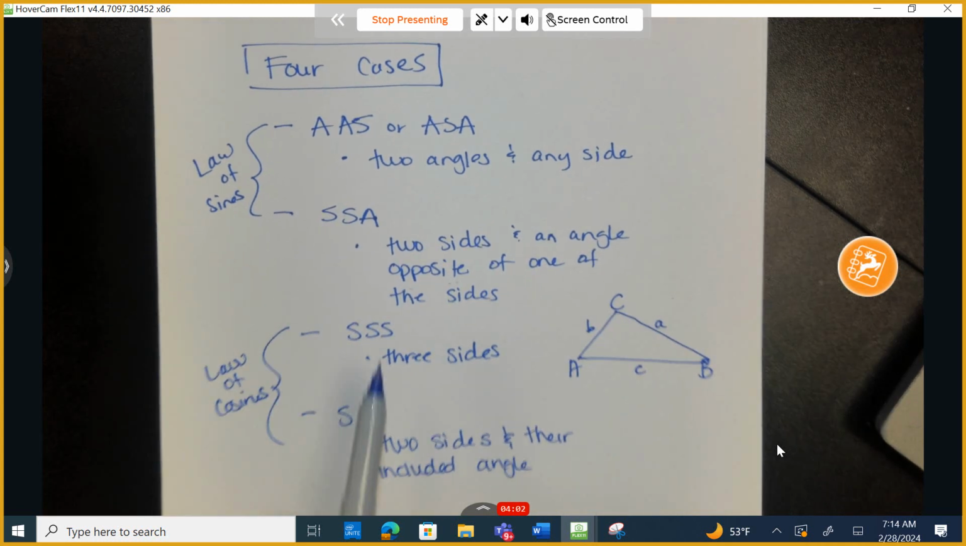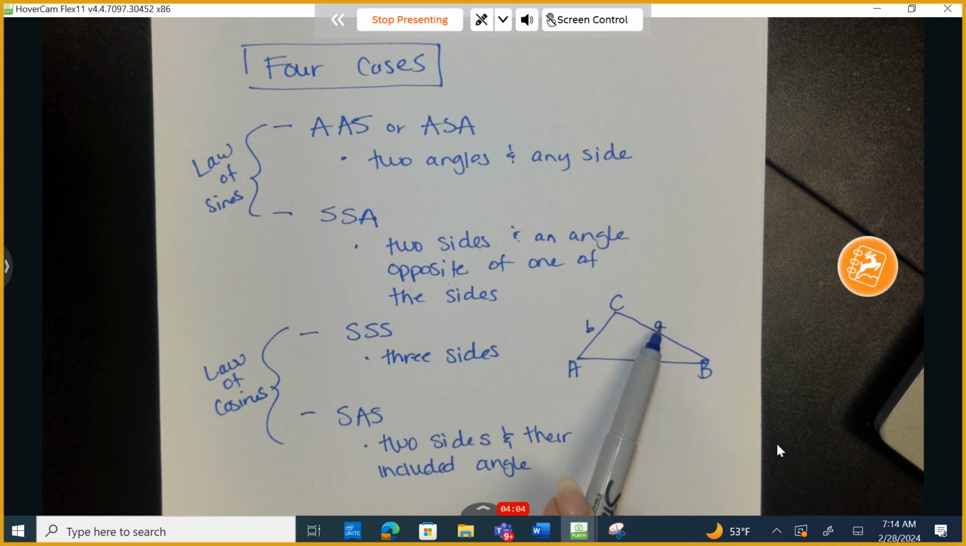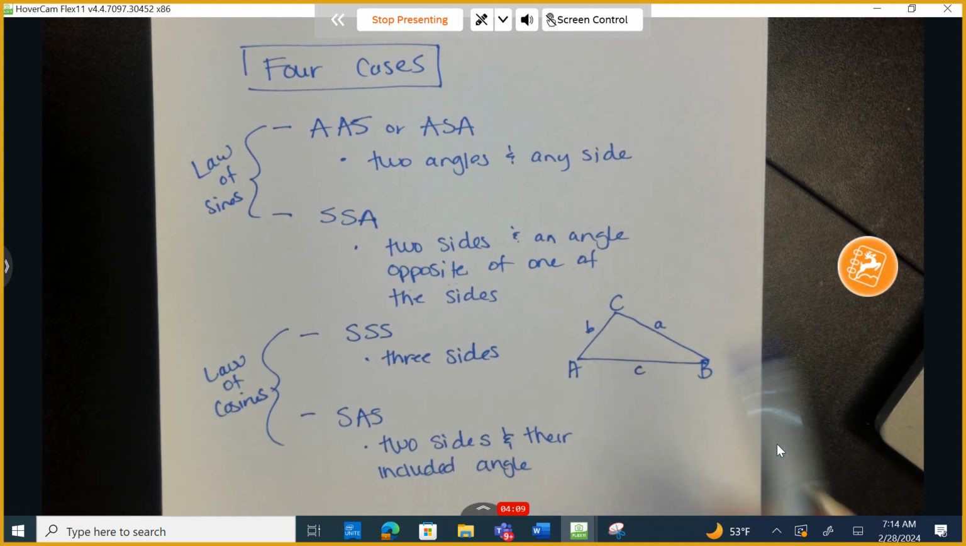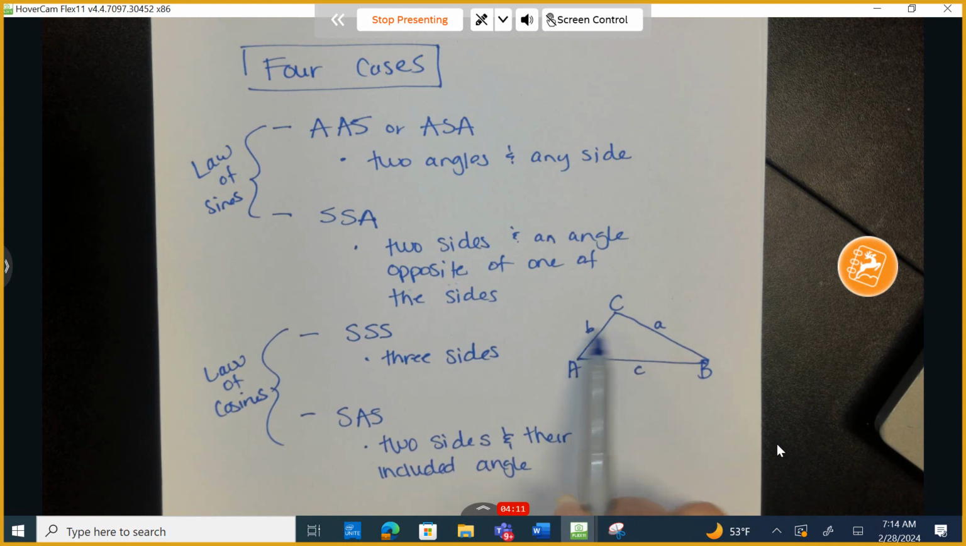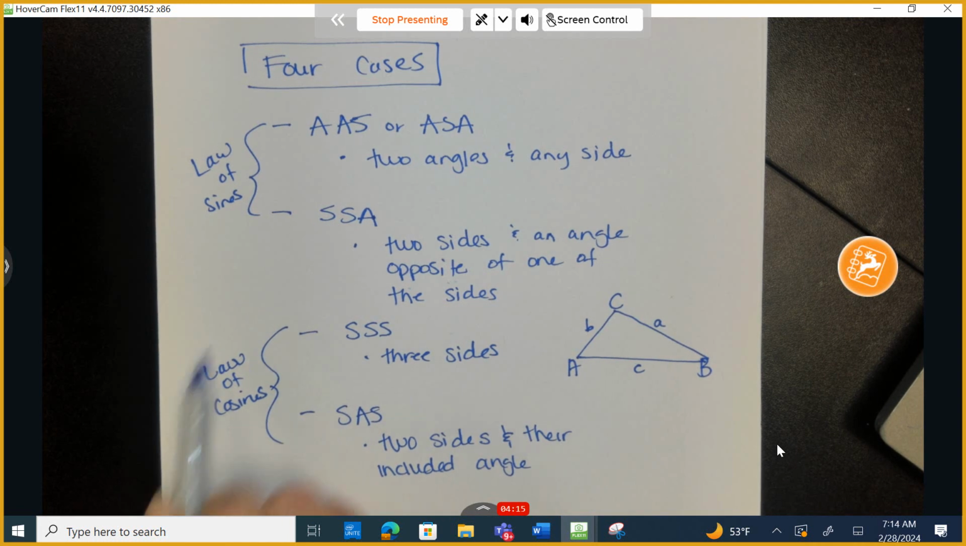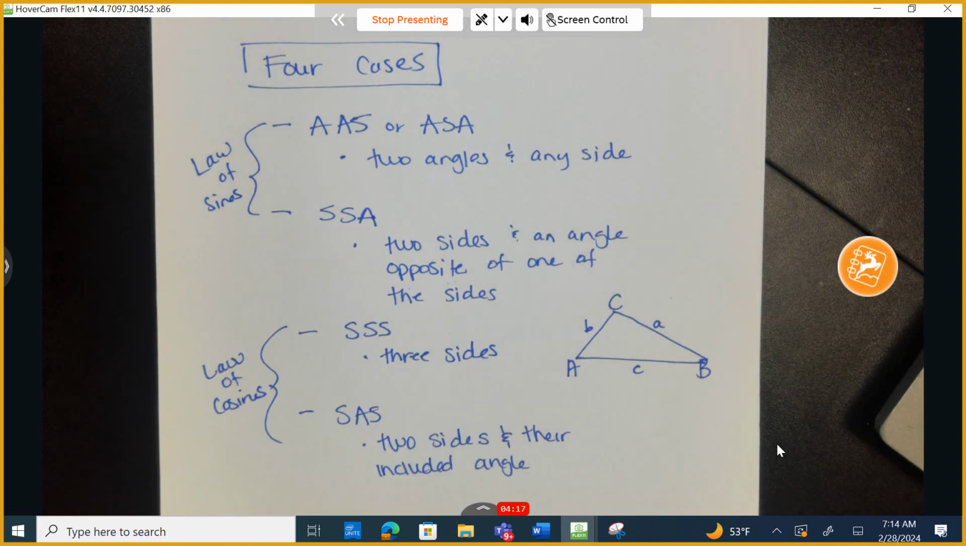Tomorrow we're going to go over where you have just 3 sides, so lowercase a, b, and c, or you have 2 sides and their included angle. 2 sides would be like little a, little b, and their included angle is the angle that's created by those 2 sides. This is going to be our upcoming lesson. This is today's lesson.